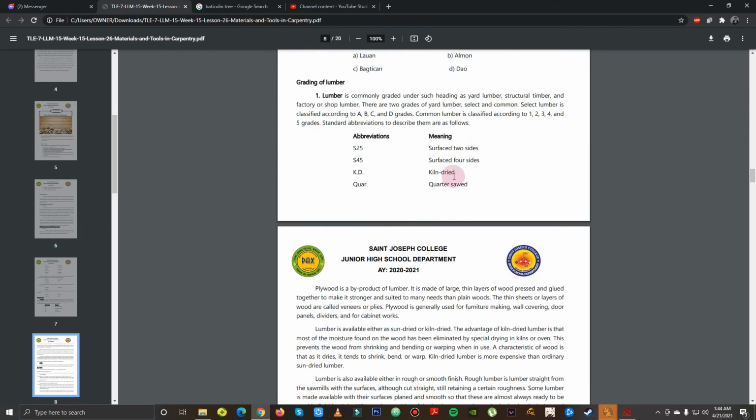S2S means ang lumber, ang iyang two sides ray mao'y smooth. S4S means tanan sides smooth.